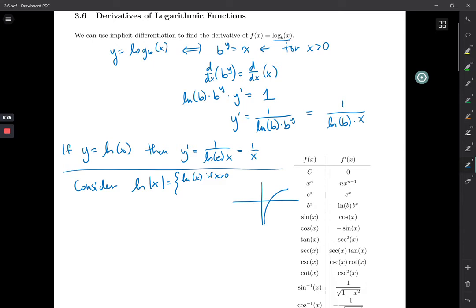And on the negative side, we can't have x equal to 0, so that's not allowed, but here when we take the absolute value of a negative number, that's equal to the negative of that number, which gives us a positive number. So if we were to rewrite this as a piecewise defined function, this is how we would do it. On this side, we get natural log of negative x, and if you were to graph that for x less than 0, it would look like this.